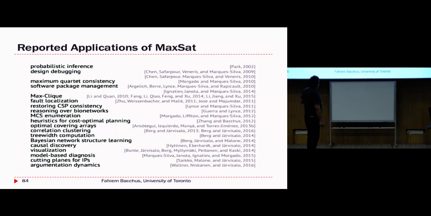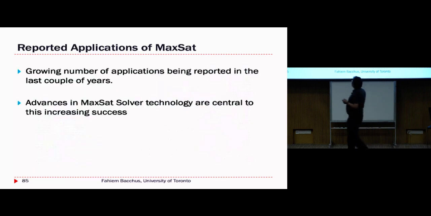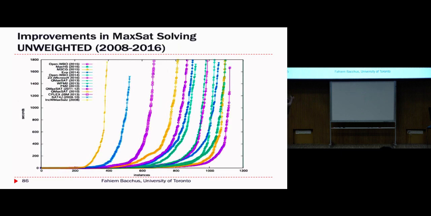And so here is a list of different types of problems that have been examined with MaxSAT: correlation clustering, MaxClique, fault localization. So there's quite a few different ones, and it's growing. And why is it growing? Why are these applications growing? Because of this kind of behavior. So this is a cactus plot. This is a bunch of instances and how many seconds they took. So every point is the number of instances that were solved within 400 seconds, the number of instances that were solved within 1,000 seconds. Okay?